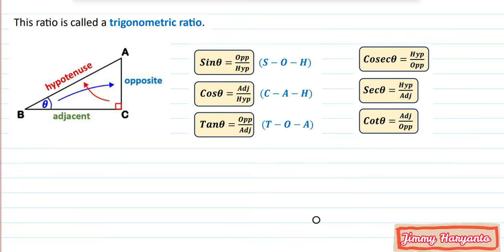Next, we have the additional trigonometric ratios, which are cosecant, secant, and cotangent. So basically, cosecant is the reverse of the sine, so the formula will become hypotenuse over opposite. And the second, secant, is the reverse of the cos, and the cotangent is the reverse of the tangent.